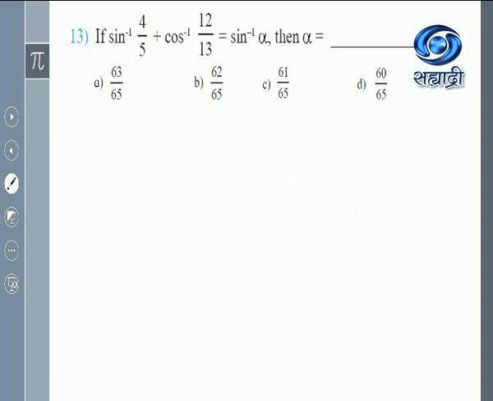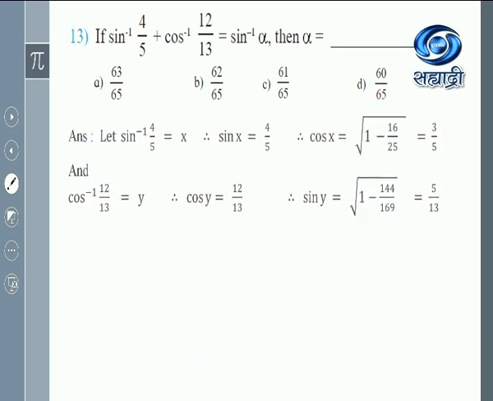Okay, so with this we have one more. Number 13. If sine inverse 4 by 5 plus cos inverse 12 by 13 is equal to sine inverse alpha, then alpha is equal to. 4 options are given. A 63 upon 65, B 62 upon 65, C 61 by 65 and D is 60 upon 65. What will I have to do?